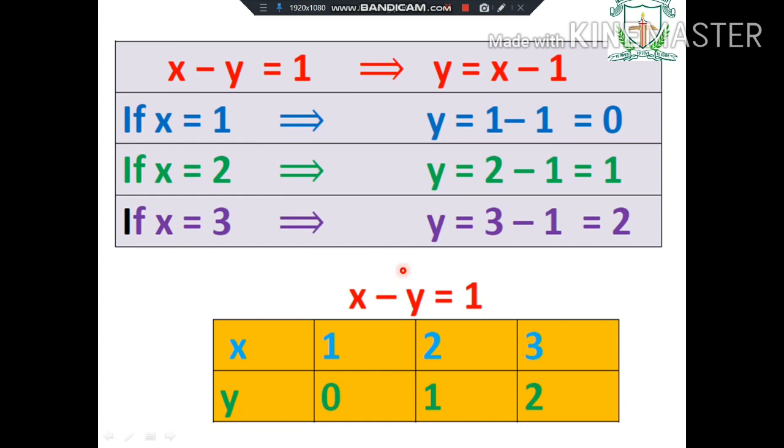Now prepare the graph. Yes, hope you have already prepared the graph, right? X-axis, y-axis, and also mark the points because there are very small values. Take x-axis 1 centimeter is 1 unit, y-axis also 1 centimeter is 1 unit, and prepare the graph to plot. I hope children that you are ready with the graph. Now we shall plot.